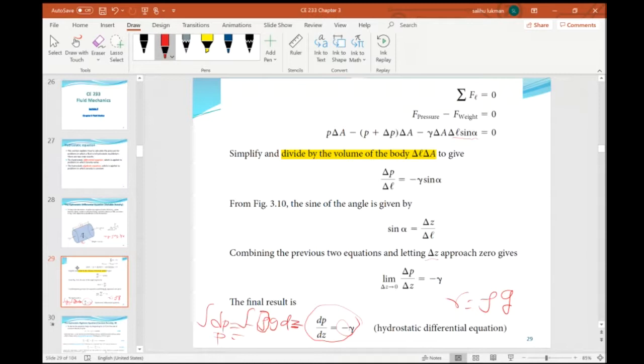So this can be simplified to give us P equal to gamma Z. And gamma is what? Rho G. Z is just height, which is elevation. So you have P equal to rho G H. This is the simplification of the differential hydrostatic pressure equation. H is the height of the liquid column, G is the acceleration due to gravity, which is constant on the surface of the Earth, and rho is density.